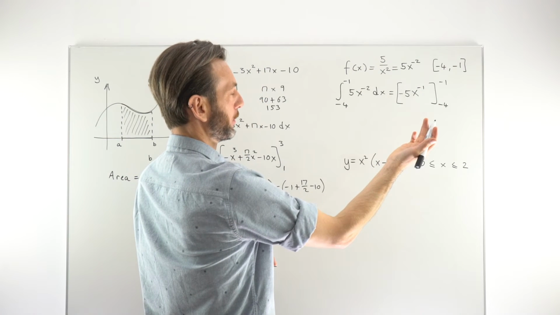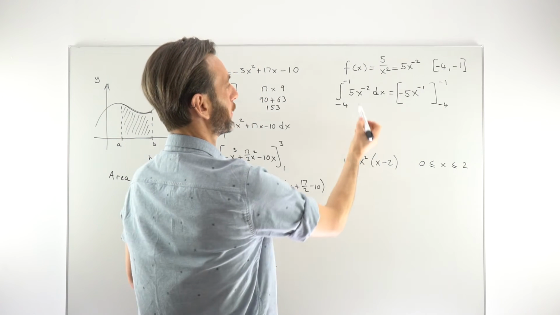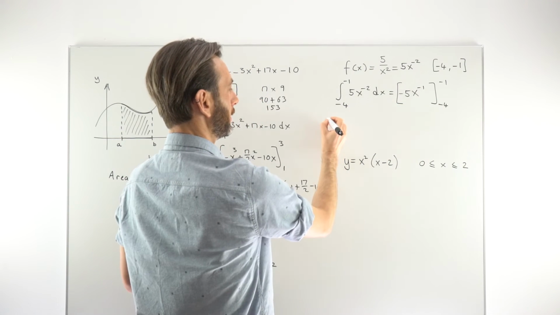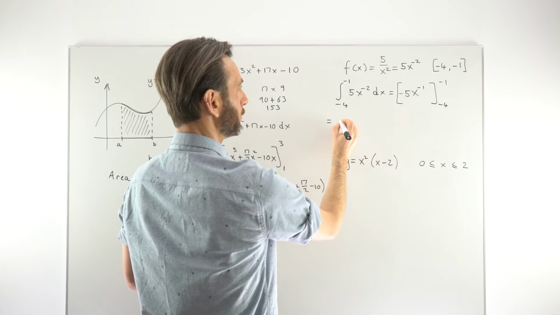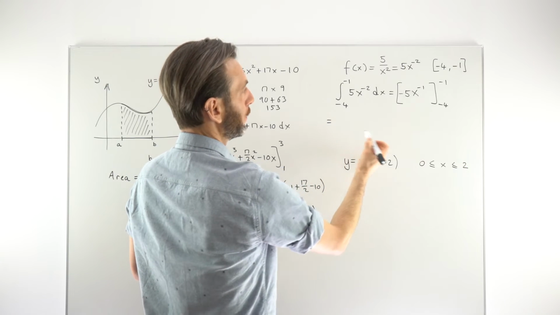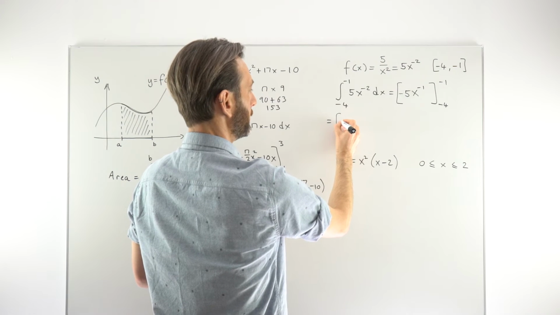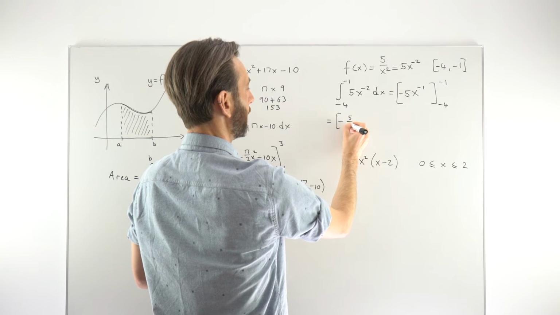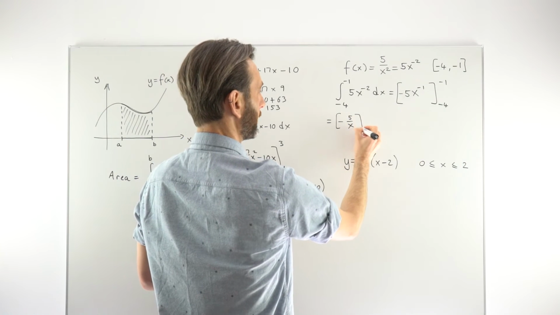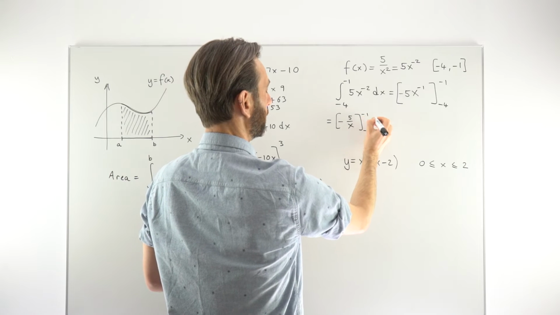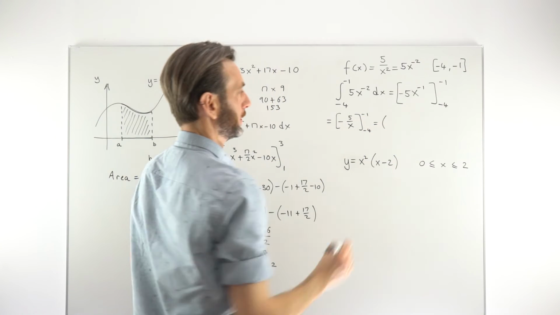So increase the power by 1 up to minus 1, divide by the new power, and you end up with that there. So just processing the numbers now. Maybe we might just take a line to rewrite that with a positive power. So it's going to be minus 5 over x to the 1, or just minus 5 over x, between minus 4 and minus 1. Then we can go ahead and sub in those values.